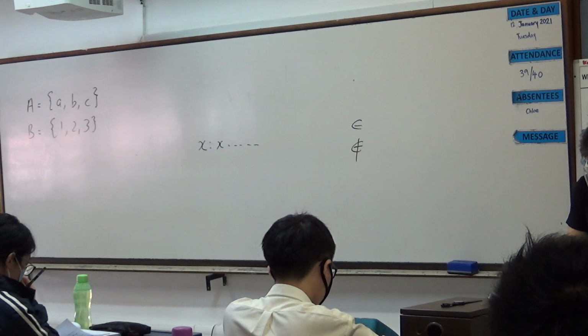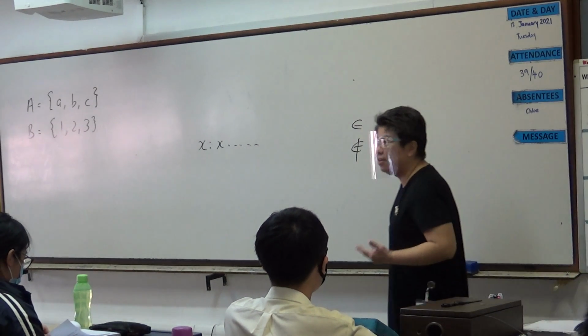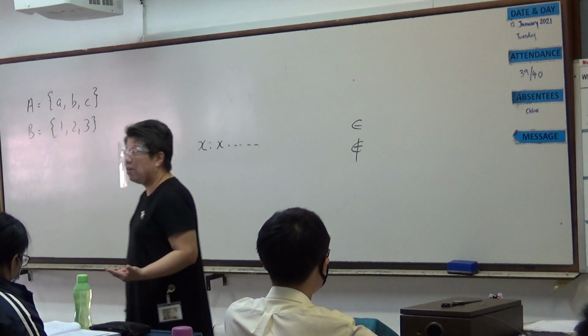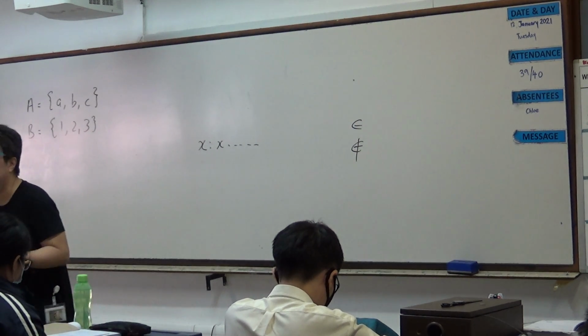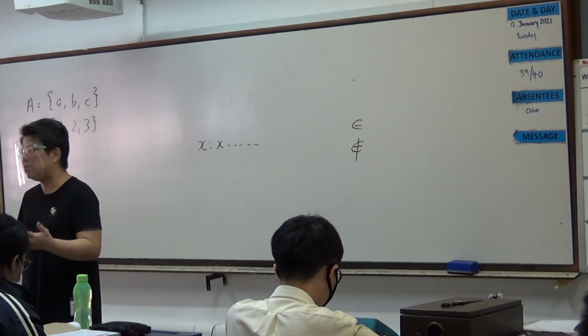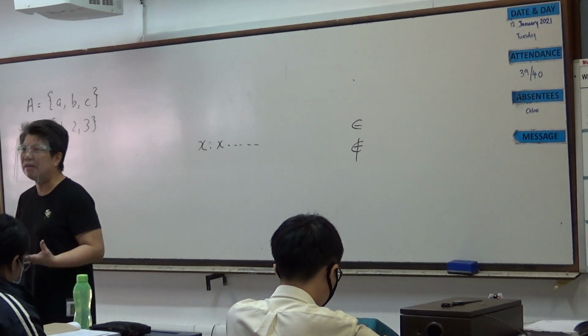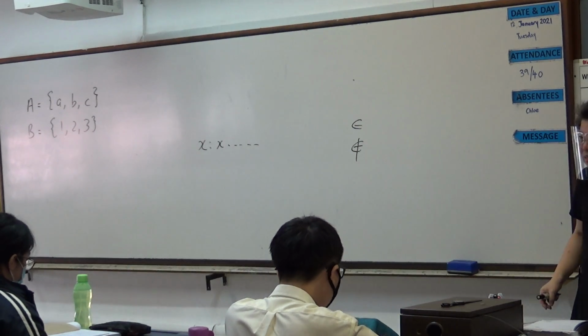Now, we also have two sets are equal when they are exactly the same. They must have the same number of elements and they must also have the same type of elements. Correct? Cannot be one is 1, 2, 3, the other one is A, B, C. It's not correct. The element must be exactly the same. Okay? Alright, then we move on to empty sets.